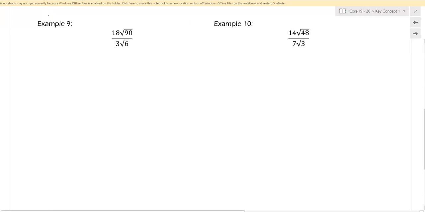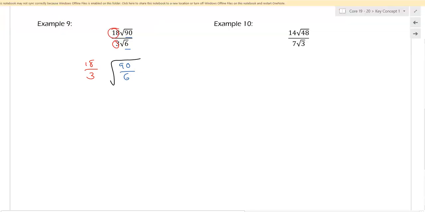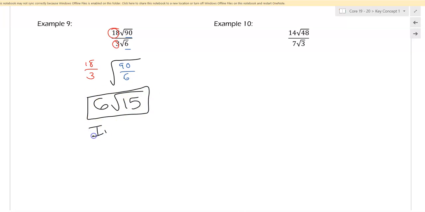All right, now looking at example 9, this is really what we're doing in our multiplication too. Right, we divide the outside and divide the inside. 18 divided by 3 is 6. 90 divided by 6 is 15. Again, for the sake of time, I'm going to let you know this does not simplify. Okay, it is irrational. Still has that square root.